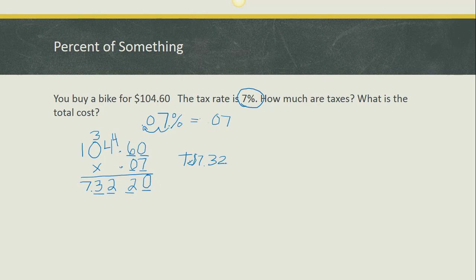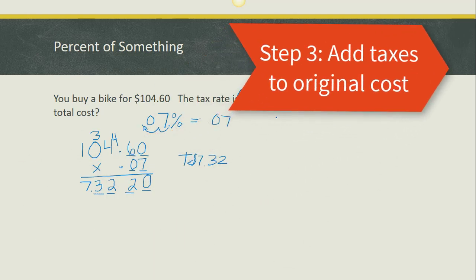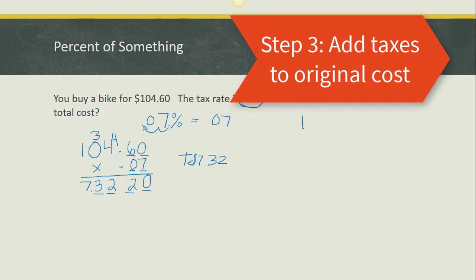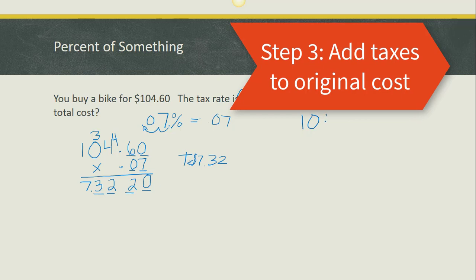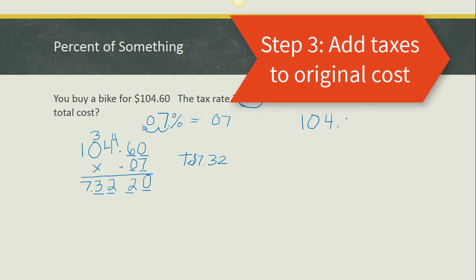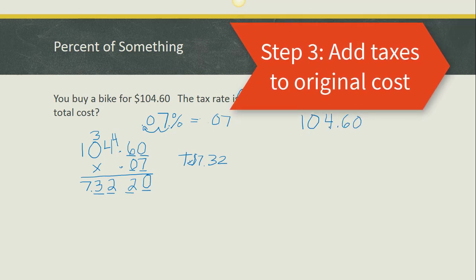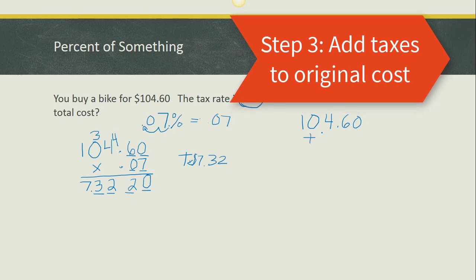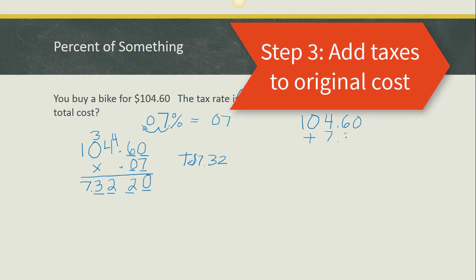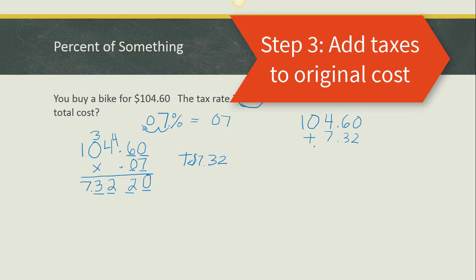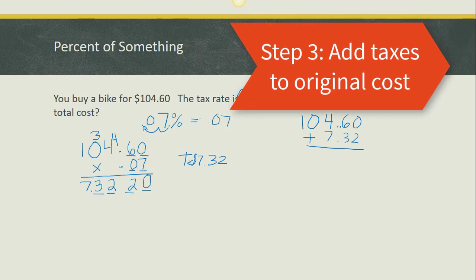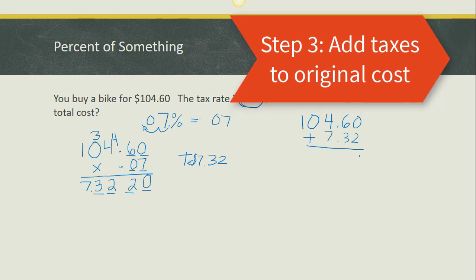Okay, so it also wants to know what the total cost is. So if we add our taxes onto the total cost, we do 104.60 plus our taxes, which was 7.32. And notice how I lined up the decimals. We're going to add straight down.